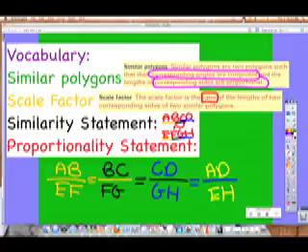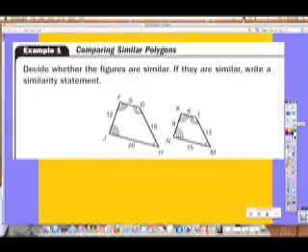Okay. Let's keep rolling. So there's our 4 vocab. So here's our first question. We have to say, yes, this is similar, or no, it's not similar. First test is always check the angles. So right here, this has 3 markings. Is there an angle from the other picture that also has 3 markings?